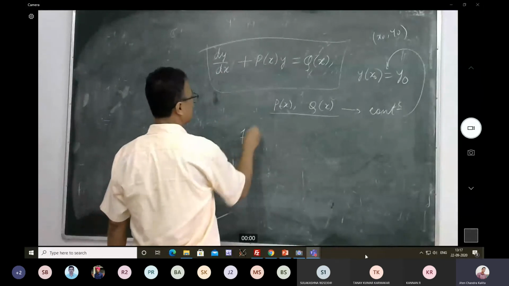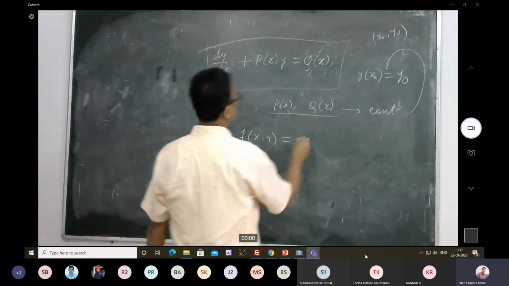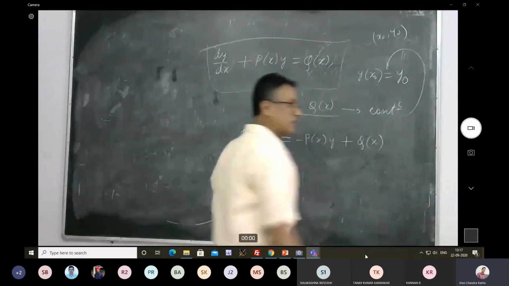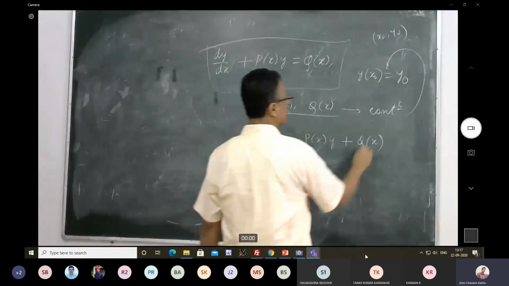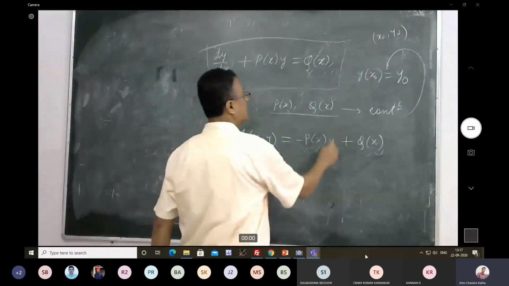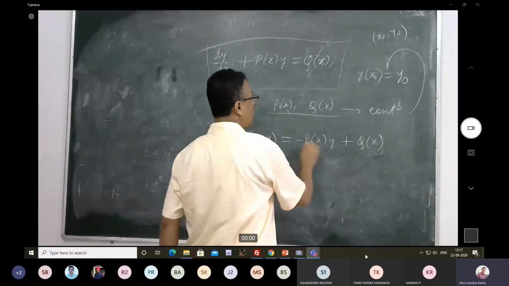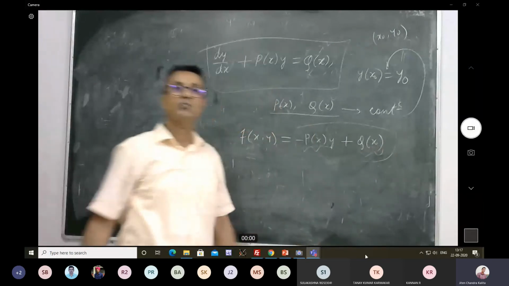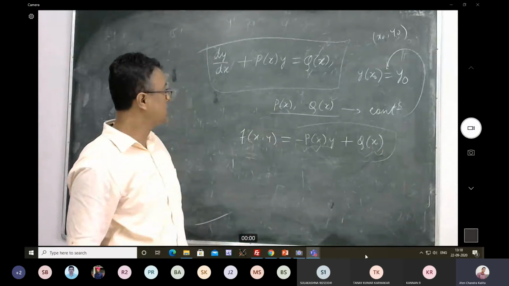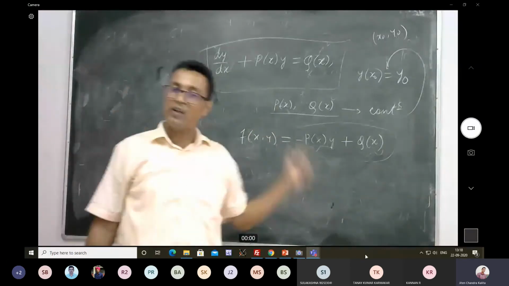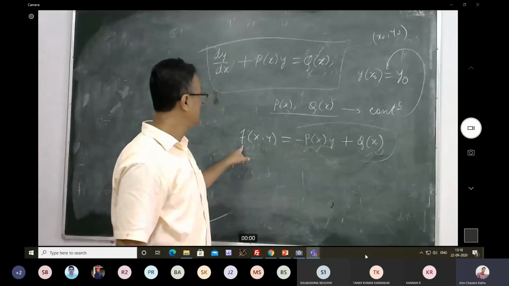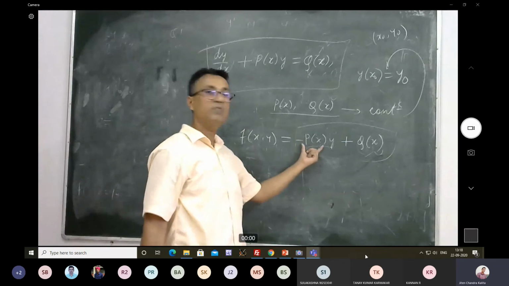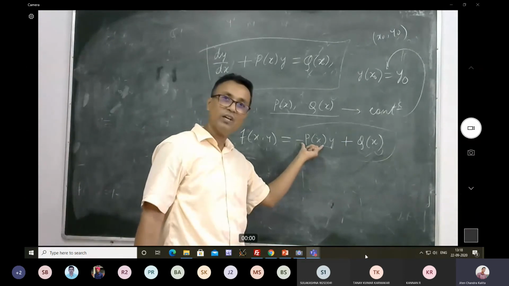The proof is pretty straightforward. f(x,y) is equal to minus P(x)y plus Q(x). Since P(x) and Q(x) are continuous functions, and y itself is continuous in R, this expression is going to be continuous in the rectangle R. If you find the partial derivative with respect to y, it simply gives you minus P(x), which is again continuous. Is it okay? Fine.